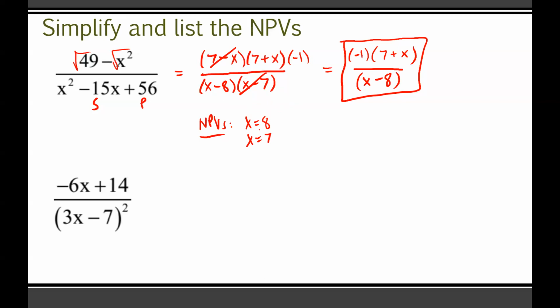Now it's up to you. I'm not sure if I would have explained this last class or not, but with your NPVs, you can say x equals 8 and x equals 7, or if you want to be really correct, you could say x cannot equal 8 and x cannot equal 7. Honestly, I don't really have a preference, right? The fact that you're saying they're non-permissible values, even if you said equal, it makes sense in the first place, right?